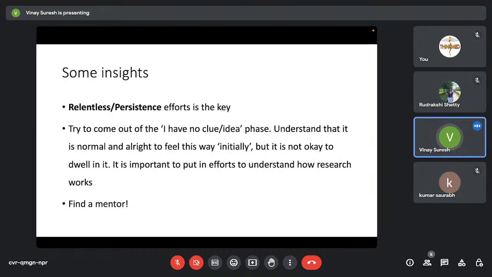There are people who approached me 1 or 2 years back who were interested in research, and even to this date they're just interested in research. That's it. They haven't actually gone ahead and done any kind of work. So it is important to put in efforts to understand how research works and how to actually do research. And please consider finding a mentor.